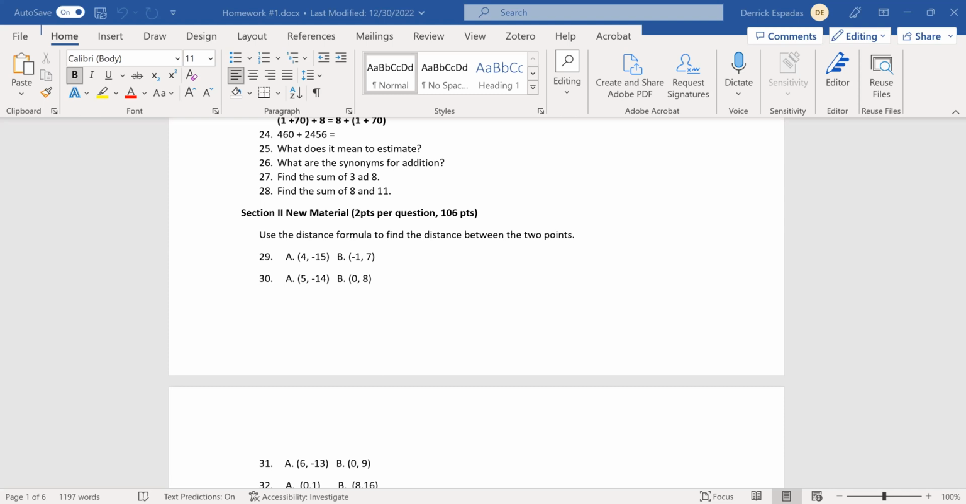Huh, look familiar? 4 times 4 is 16, plus 3 times 3 is 9, which equals 25. And the square root of 25 is 5 because 5 times 5 equals 25.